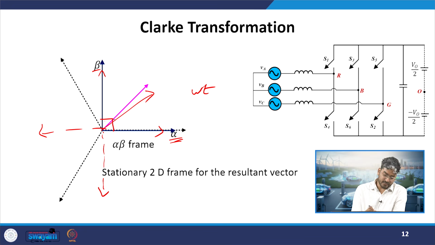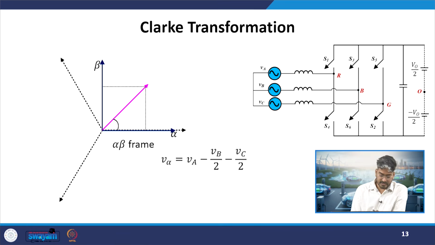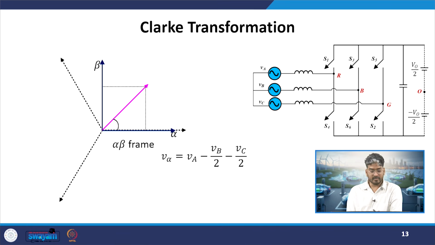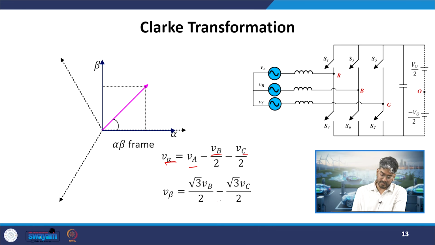Now in this alpha beta axis, we have this resultant vector. If I try to calculate its value in terms of VA, VB and VC, which are our supply or input voltages, I will see that V alpha will be given by VA minus VB by 2 minus VC by 2, and V beta will be given by this relation. So if you observe the alpha and beta values over a cycle, you will see two sinusoidal components separated by 90 degrees from each other.